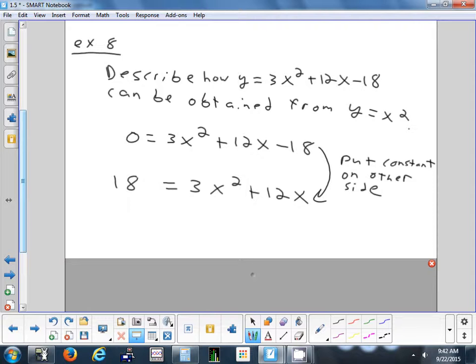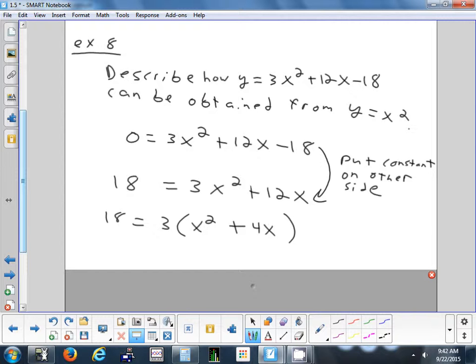Next step. Whenever you want to complete the square, the coefficient of x squared has to be a 1. It can't be a 3. Divide by 3. What we're going to do is basically factor it out, so put a 3 on the outside. And what would be left? X squared plus 4x. So now we've got the constant on the other side, and we make the coefficient of x squared equal to 1.